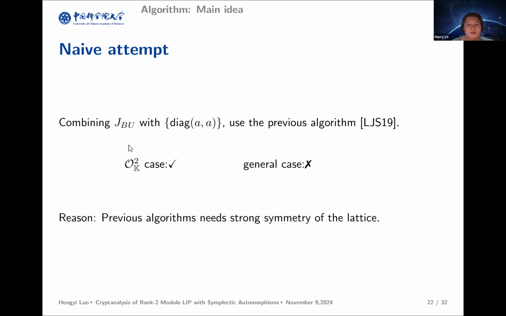Naturally, the first idea is this. Combine the J sub BU with the diagonal matrices like this, and we can use the existing algorithm. For the O sub K squared case, this works, but for the general case, it doesn't. The reason is simple. Previous algorithms rely on strong symmetries in the lattice structure, which are not always present in the general case.